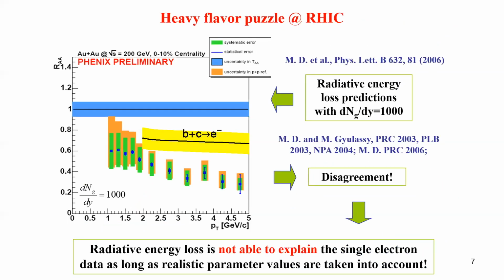However, this led to the well-known heavy flavor puzzle at RHIC, which I will present here. Here is shown the non-photonic single electron RAA as a function of momentum, together with predictions obtained by radiative energy loss only. By looking at these predictions and comparing them with the data, we see an obvious disagreement between the theory and the data. This led to the conclusion that radiative energy loss alone is not able to explain the single electron puzzle as long as realistic parameter values are taken into account.